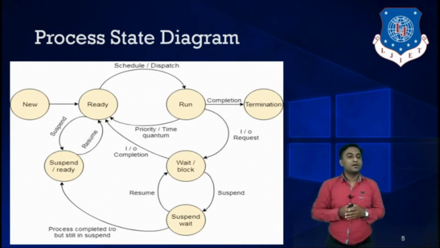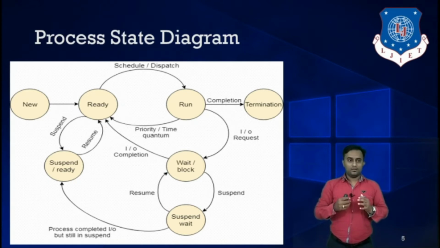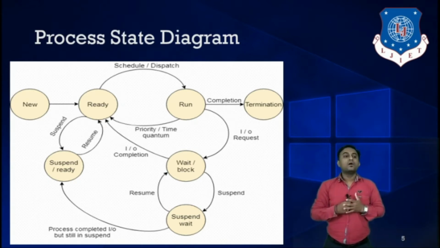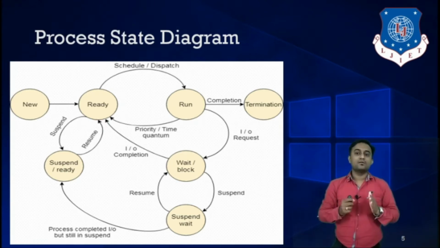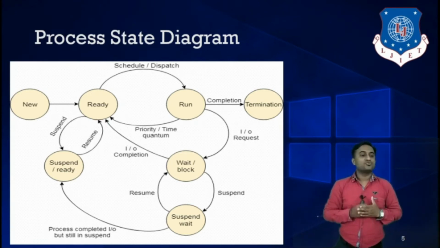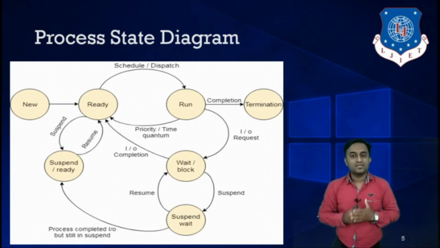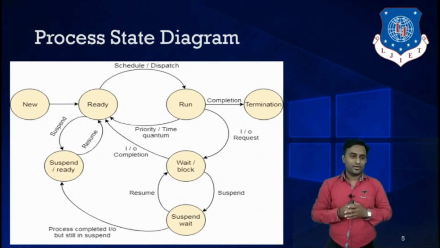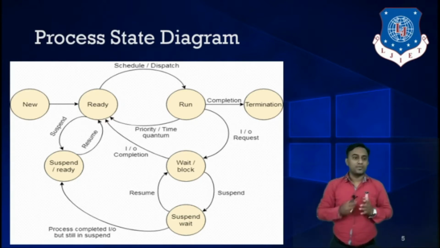You can see, what is new state? The new state is located in the secondary memory. Let me clarify that. There are two types of memory: one is primary memory and the second is secondary memory. Primary memory is nothing but RAM and ROM, and secondary memory is nothing but a hard disk. So the new state is located in secondary memory.